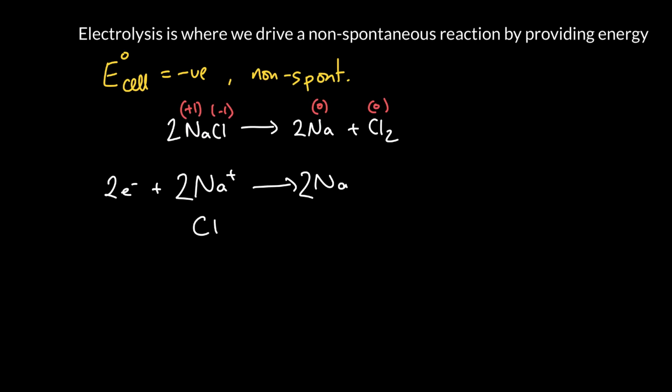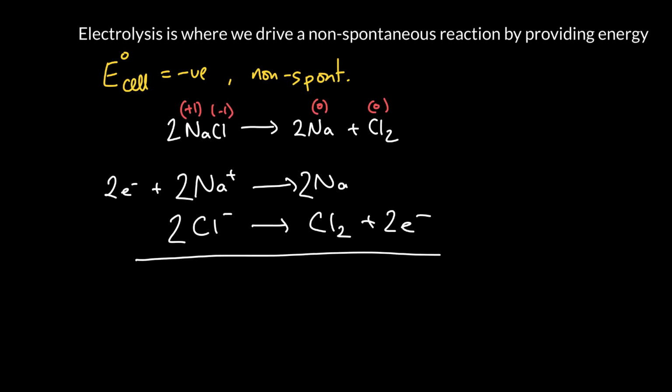And what about the chlorine? So we've got chloride, and 2 chlorides have changed into chlorine. And so to balance the charge, we need 2 electrons on the other side. And what have we got here? So the first reaction is reduction. The second reaction is oxidation.